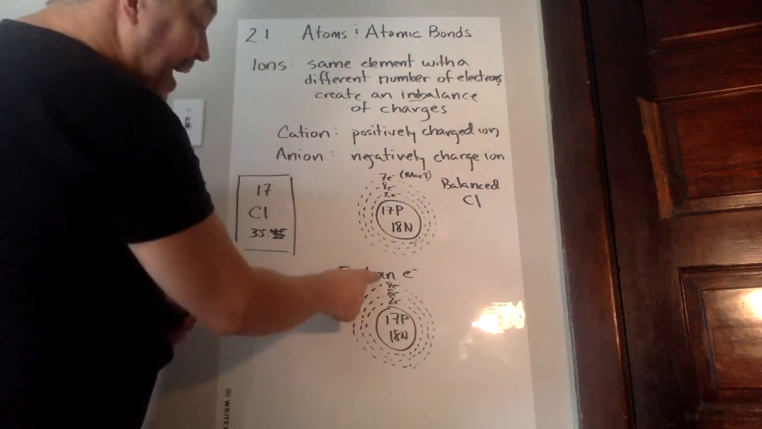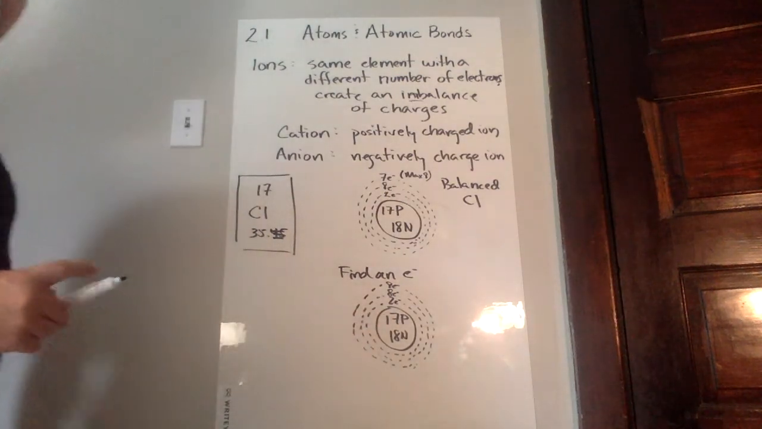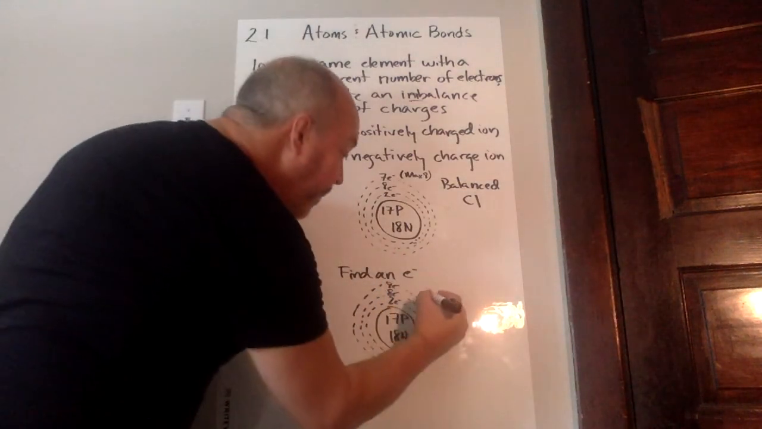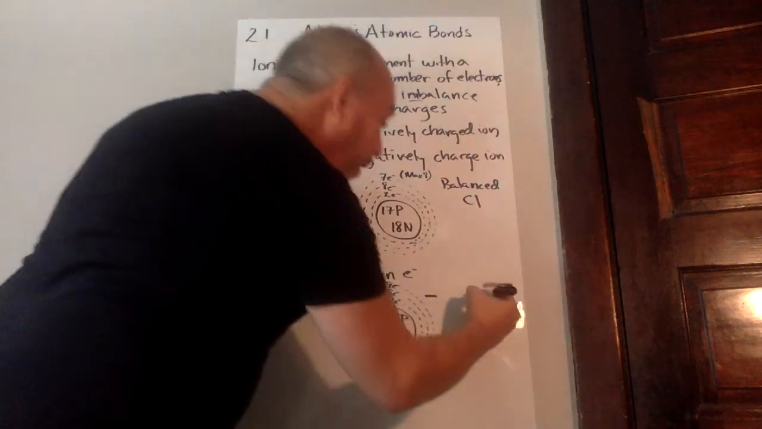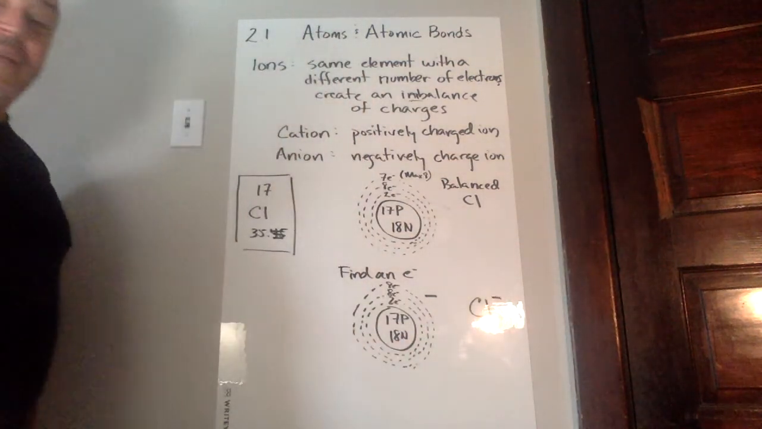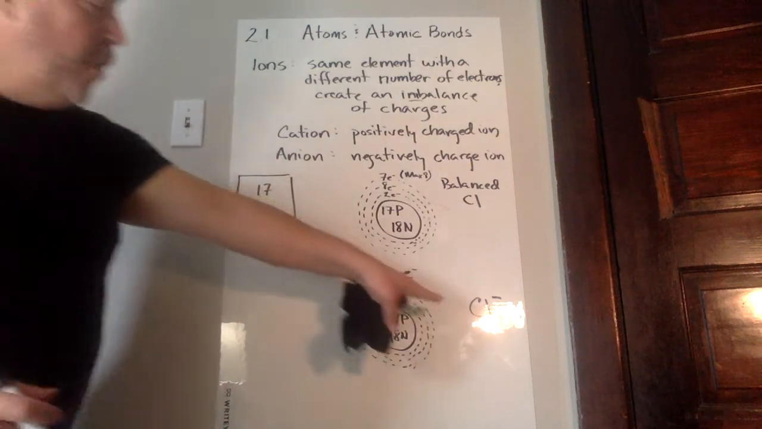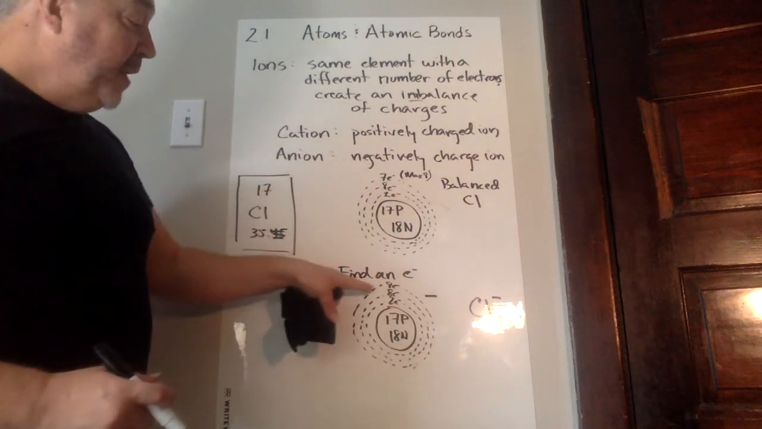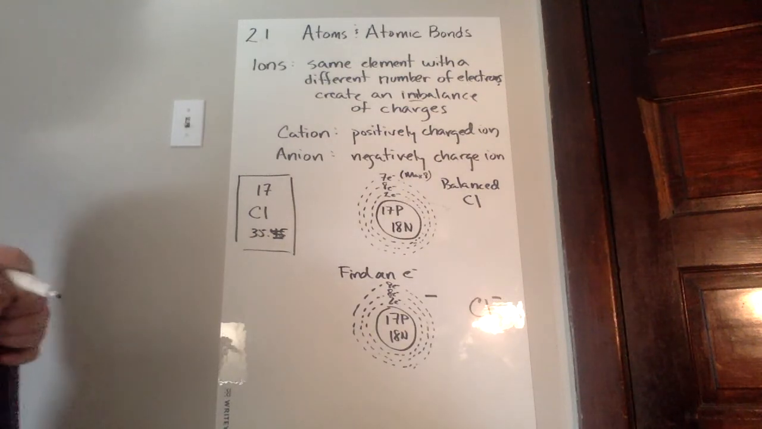But now I have 18 negative charges and only 17 positive, which means that this atom has an extra negative charge. So therefore, our chlorine ion will be the symbol with 1 negative sign with it. Now we are having an anion. Overall, this ion is negatively charged because it has 18 negatives to 17 positives.